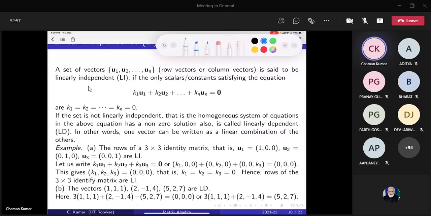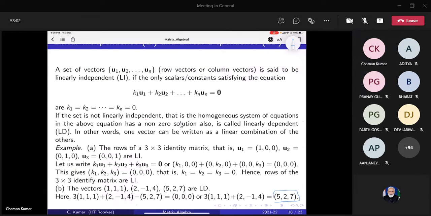For example, if I want to obtain the third vector 5, 2, 7, then what you do is you multiply 3 in the first vector and add this to the second vector. If you do this, you get the third vector. So that means the third vector can be obtained by a linear combination of the first two vectors. Therefore, they are not linearly independent. That means they are linearly dependent.